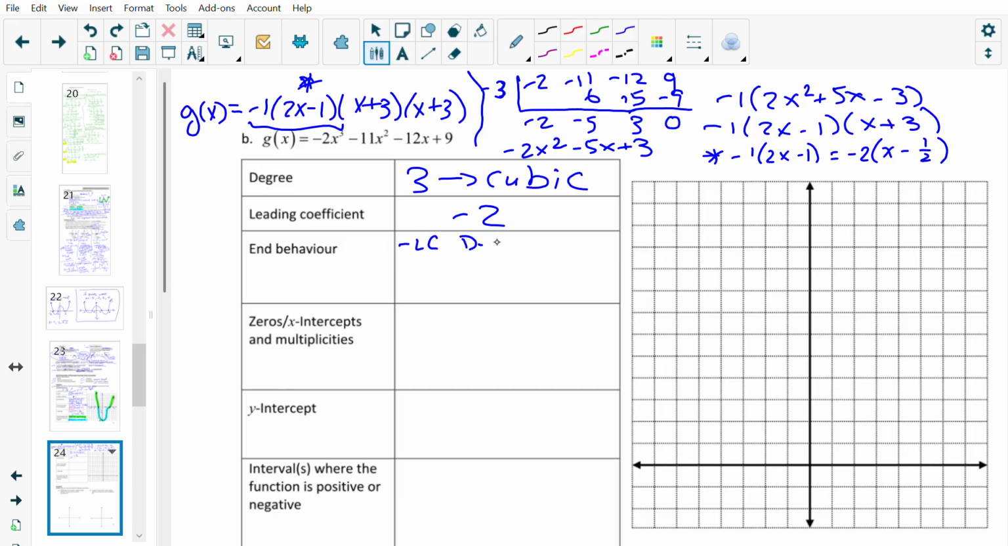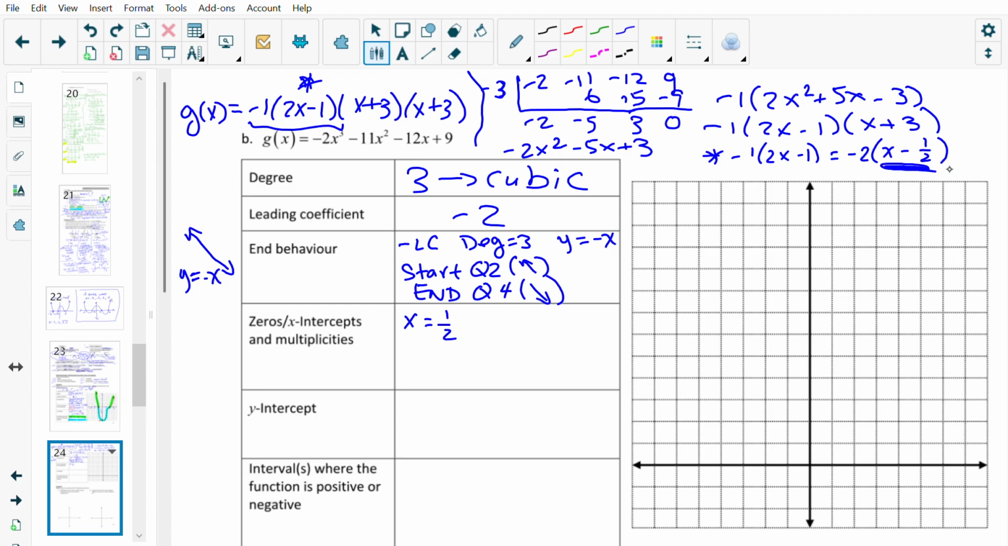End behavior. I have a negative LC, lead coefficient, degree of 3. Think about our cousin here, y equals -x. Odd degree. What's the behavior, right? Odd degree. That's y equals -x. Think about that. That's how I think about end behavior. Well, it's going to start in quadrant 2, so like this. And it's going to end in quadrant 4. Like that. Okay?